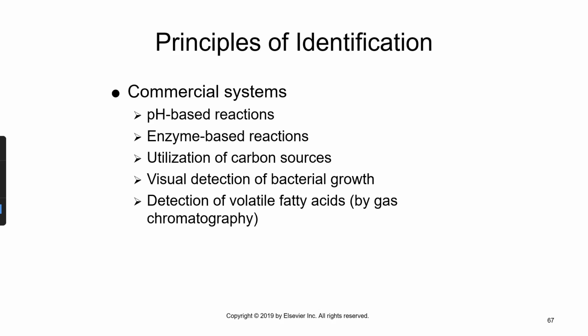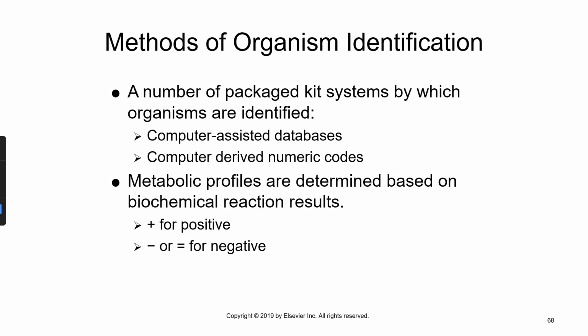There are pH-based reactions, enzyme-based reactions, the utilization of carbon sources, visual detection of bacterial growth, or detection of volatile fatty acids. A number of packaged kit systems by which organisms are identified. There's computer-assisted databases and computer-derived numerical codes. Metabolic profiles are determined based on the biochemical reaction results.